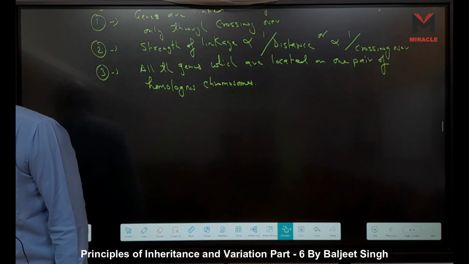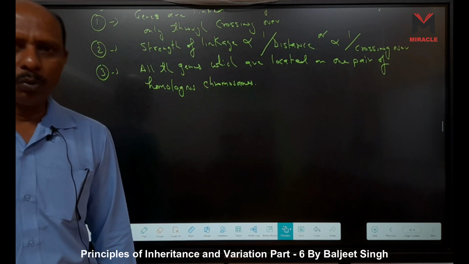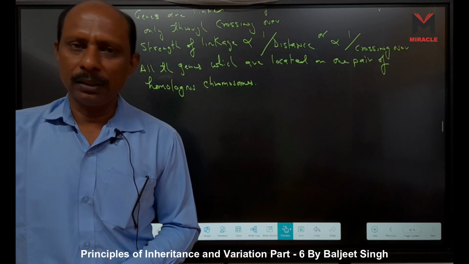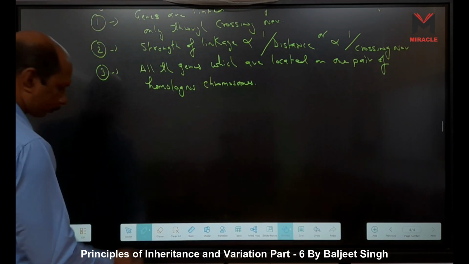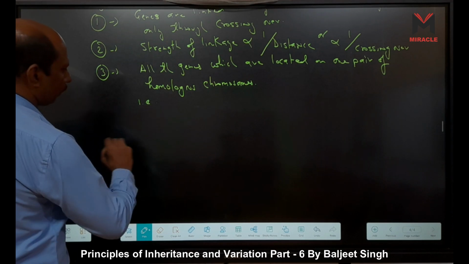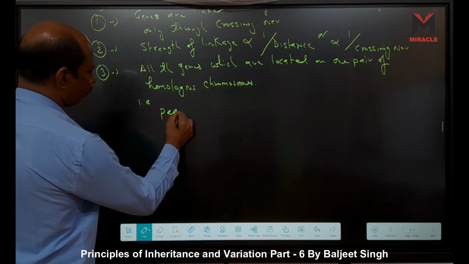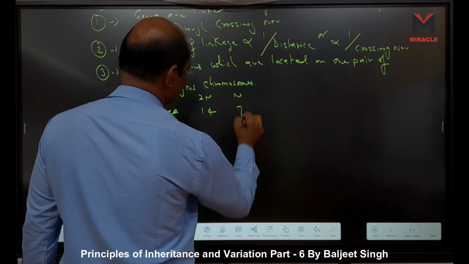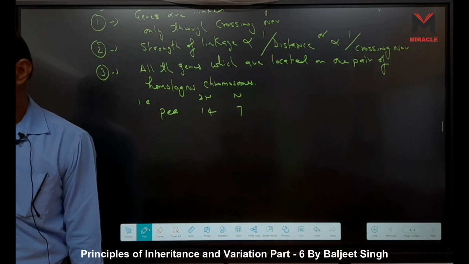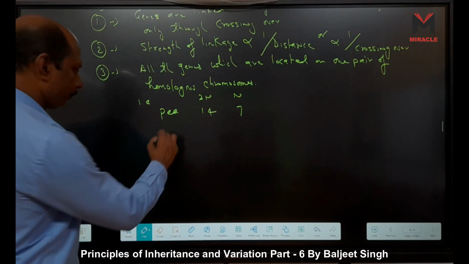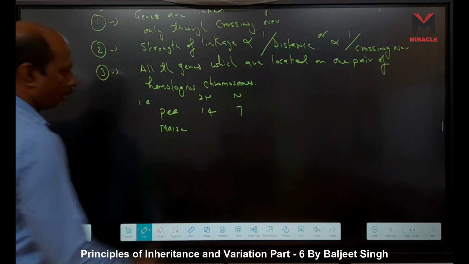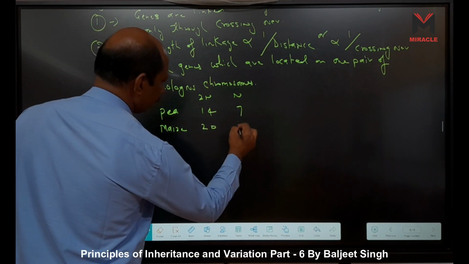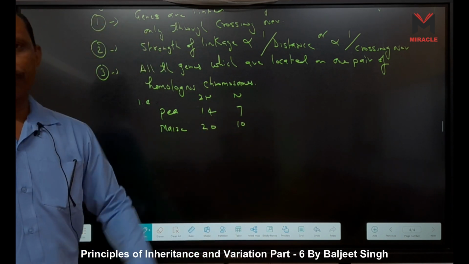Other examples are also there. Suppose in pea, 2N means 14 chromosomes. N means 7. That means the linkage group is 7. Do you understand? Another example: 2N means 20 chromosomes, so the haploid number is 10. That is the number of linkage groups. Do you understand?